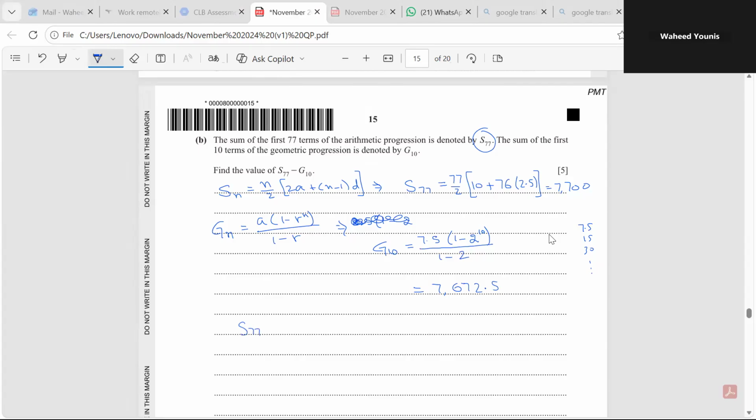Now we can calculate this difference easily. S77 minus G10 would be 7,700 minus 7,672.5, and the answer would be 27.5. I hope it is all clear.